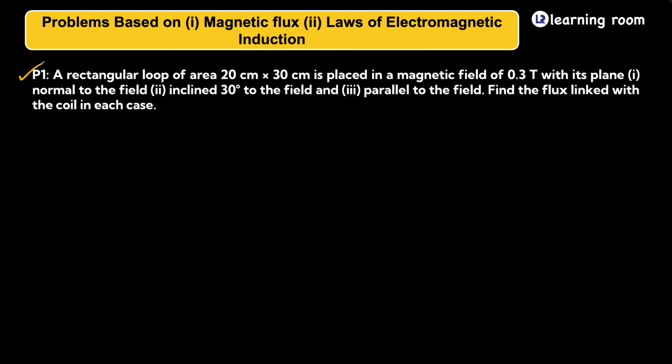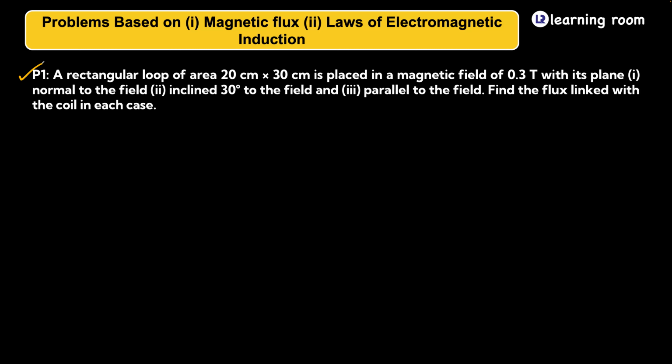So the first problem is a rectangular loop of area 20 centimeter into 30 centimeter is placed in a magnetic field of 0.3 Tesla with its plane: first, normal to the field; second, inclined 30 degrees to the field; third, parallel to the field. Find the flux linked in the coil in each case. So there is a rectangular loop placed in a magnetic field.